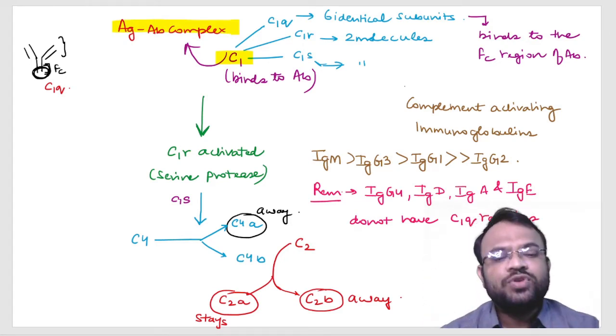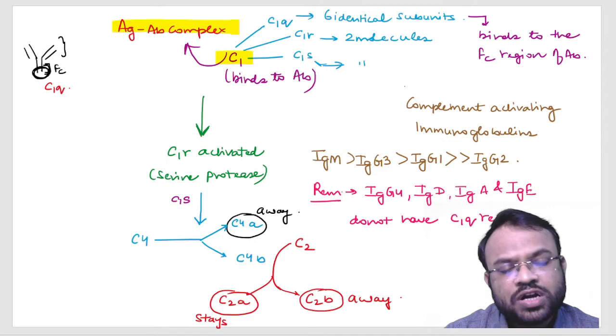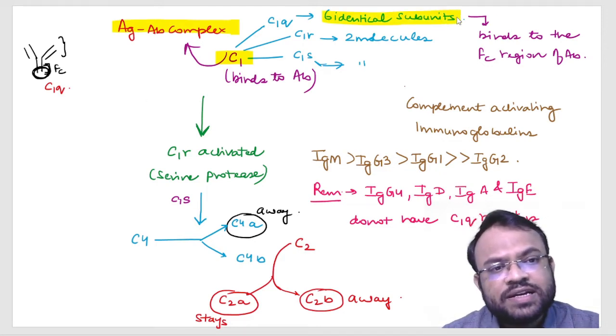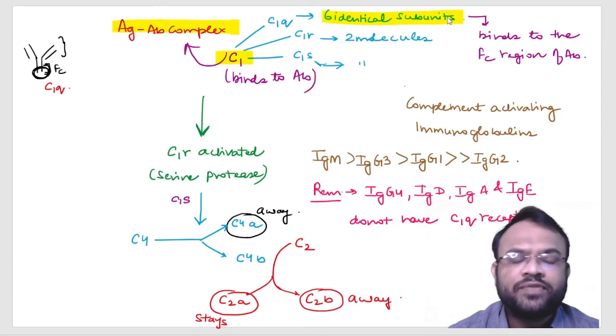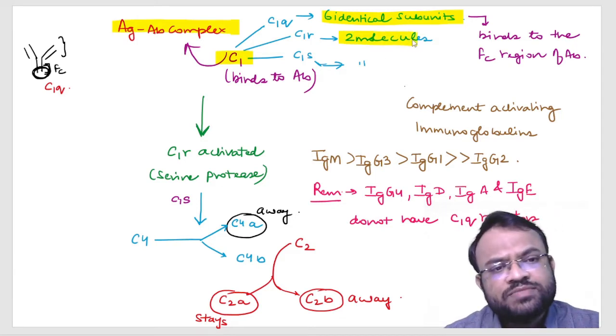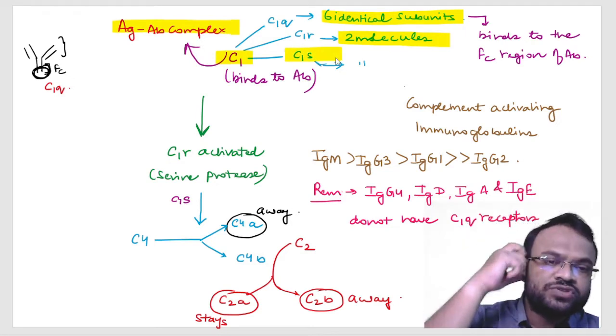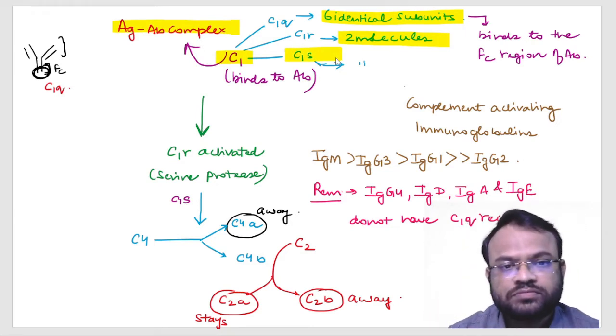If I talk about C1Q, it is made up of 6 identical subunits. C1R is made up of 2 molecules, and same with C1S, it is also made up of 2 molecules.